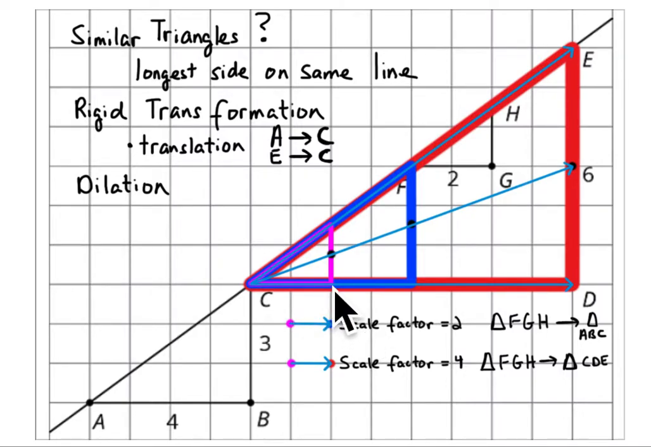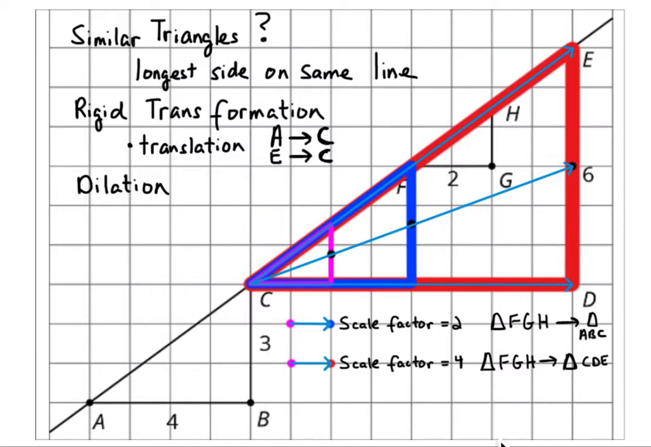So this is 2 units, 4 units, 6 units, 8 units. 4 times as long this way. This is 1.5. 4 times 1.5 is actually 6. This is 1.5 units, 1.5 units, 1.5 units, and 1.5 units. So in fact, those triangles are similar.